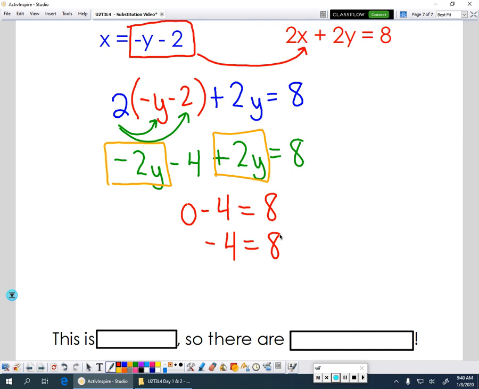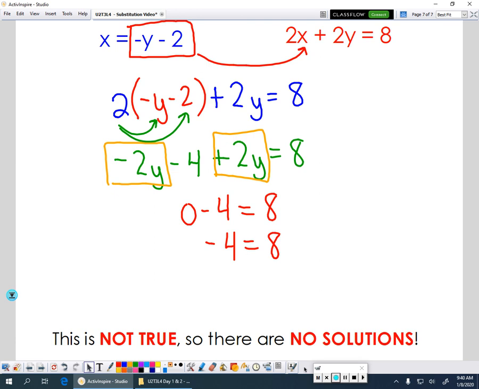Now this is not true. Okay, negative 4 does not equal 8. So when you get a statement that's not true, that means there are no solutions. So 3 things could happen. You could solve and get an ordered pair. That means one solution. You could solve and get a statement that's false. That means there are no solutions. Or you could solve and get a statement that's true, and that means there's an infinite number of solutions.